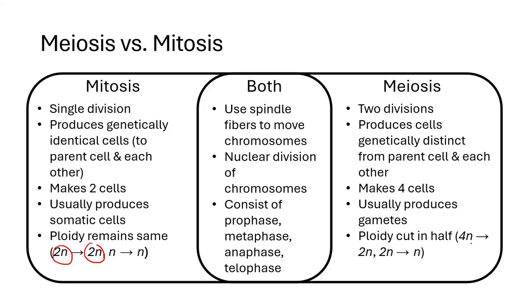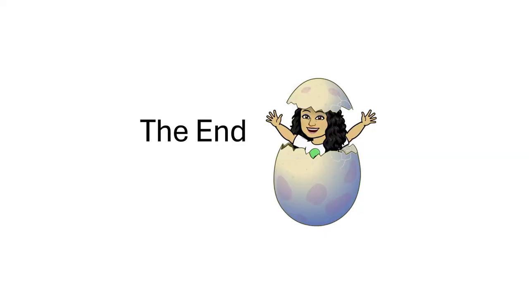In the meantime, meiosis is going to cut your ploidy in half. So if you start out with a tetraploid cell with 4N chromosomes, you're going to end with a diploid cell with 2N chromosomes. If you start with a diploid cell with 2N chromosomes, after meiosis, it's going to only have N chromosomes, half as many. All right, that is it.